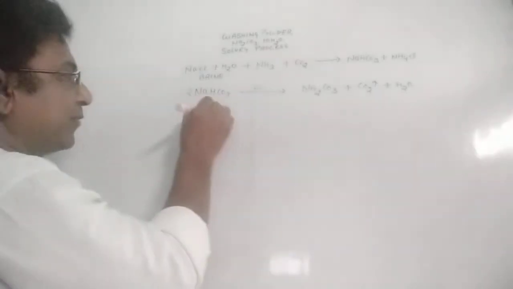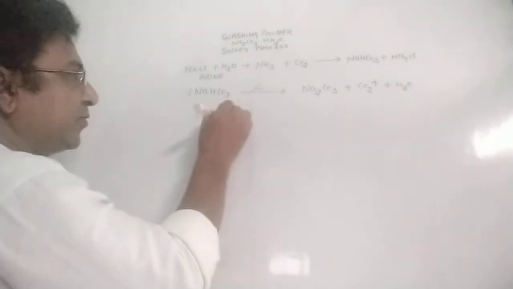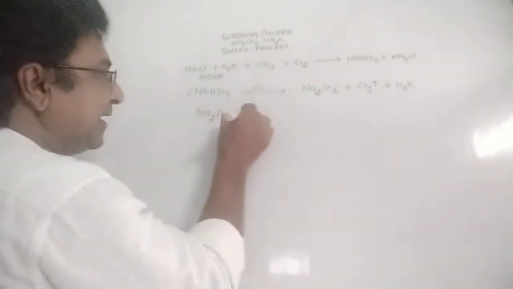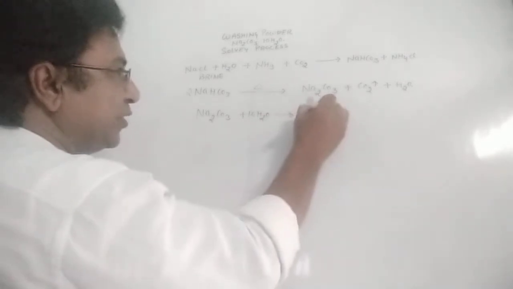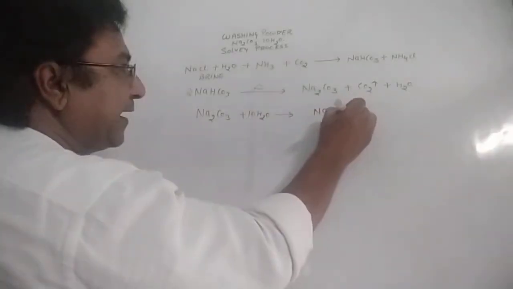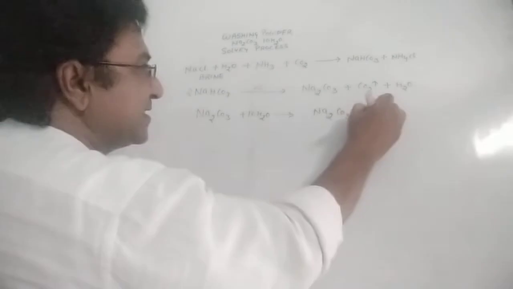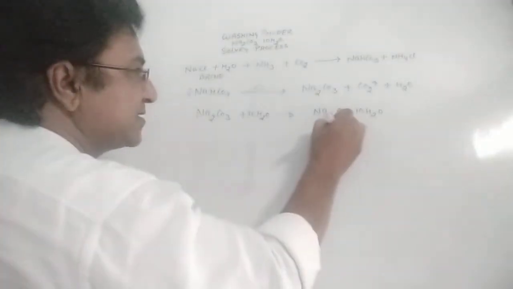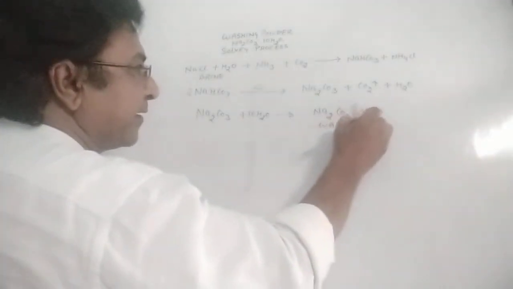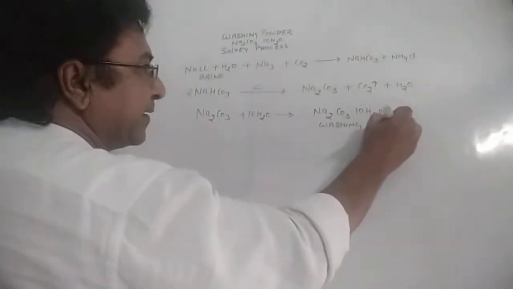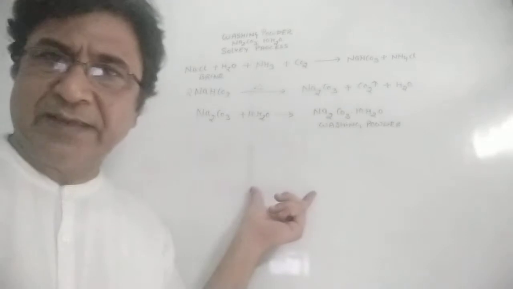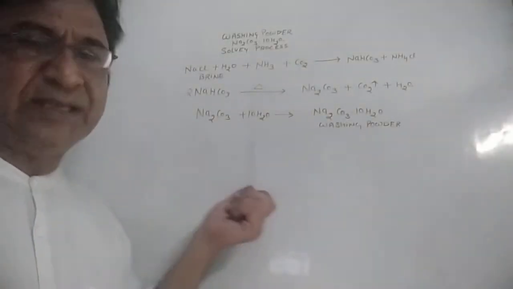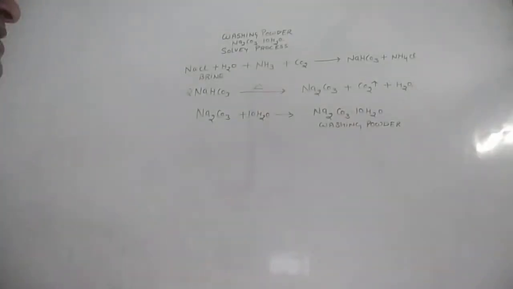So sodium carbonate is again taken from the second equation, and then 10 molecules of water are added into it. It becomes sodium carbonate decahydrate. So this is washing powder. How simple it is? Correct? So please do practice. Chemical equations should be practiced well. It will be remembered very soon. These are very simple chemical equations for washing powder.